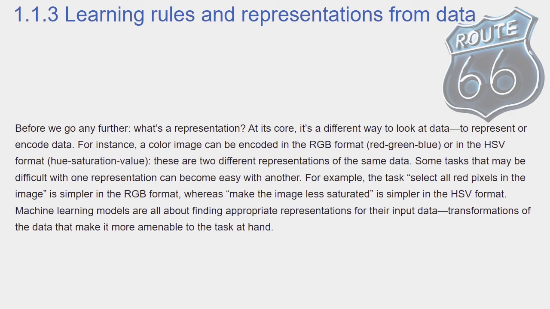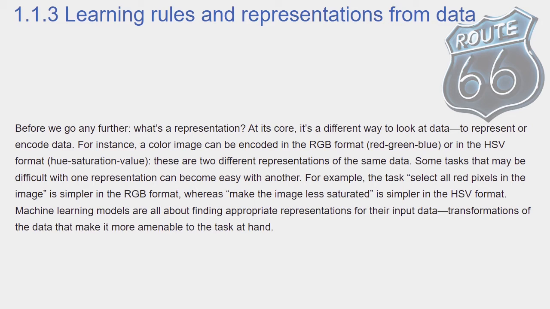At its core, it's a different way to look at data, to represent or encode data. For instance, a color image can be encoded in the RGB format, red, green, blue, or the HSV format, hue, saturation, value. These are two different representations of the same data. Some tasks that may be difficult with one representation can become easy with another. For example, the task "select all red pixels in this image" is simpler in the RGB format, whereas "make the image less saturated" is simpler in the HSV format.